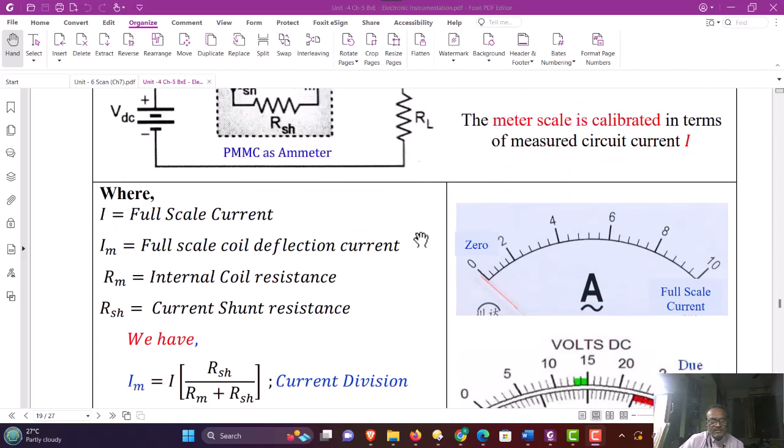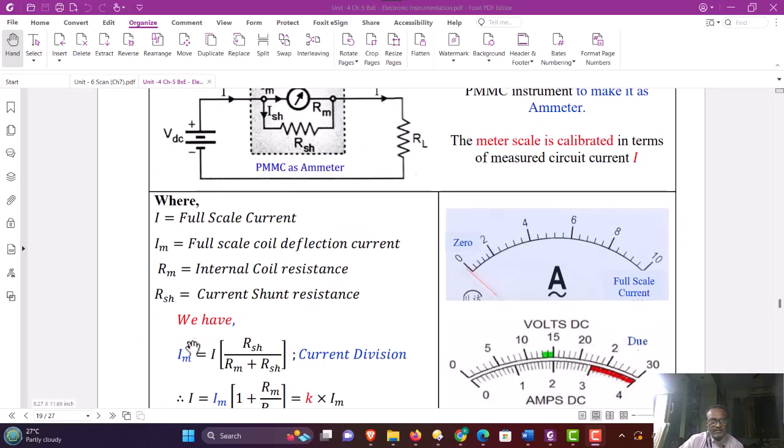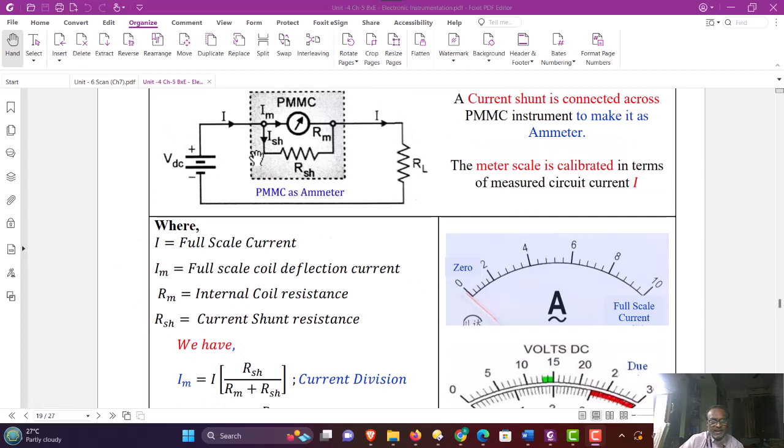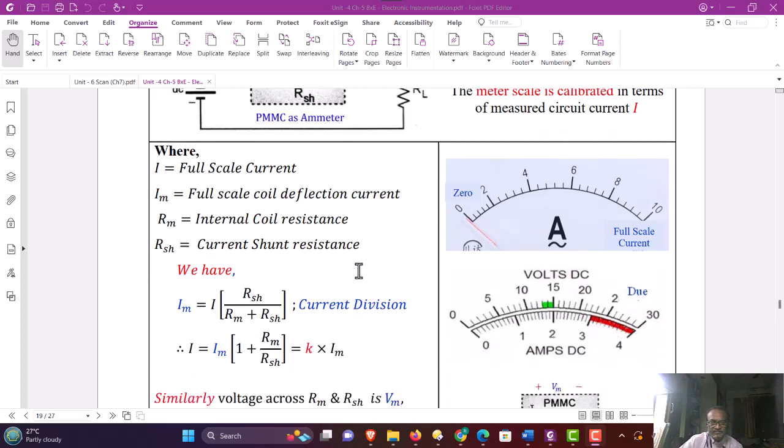So from this figure, we can see Im, this current Im is equal to, let us apply the current division principle. Im is equal to total current I into RSH upon Rm plus RSH. So current which is flowing through the meter can be obtained by taking the resistance which is parallel to the instrument divided by the total resistance of the instrument as well as shunt. This is the current division principle.